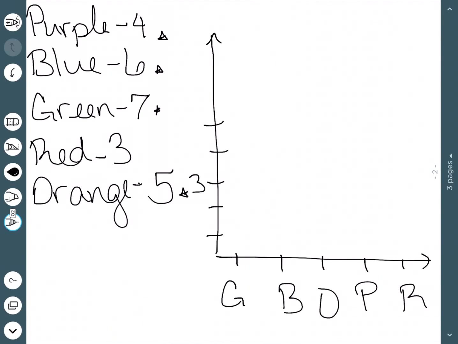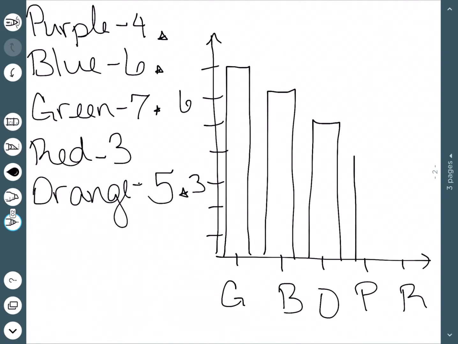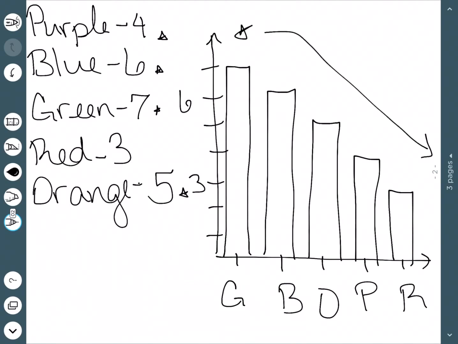Then, whenever we start to graph our bars, green goes all the way up to 7, blue is at 6, orange is at 5, purple's at 4, and red is at 3. So the Pareto chart starts with the highest and then goes down as we move to the right.